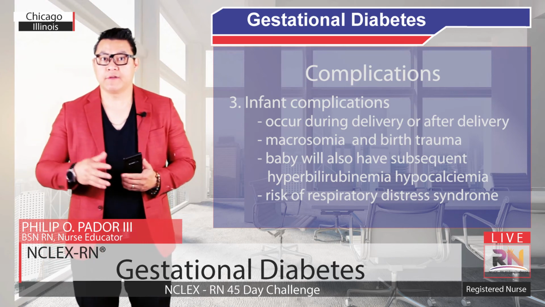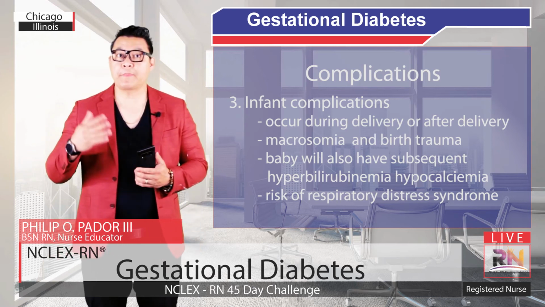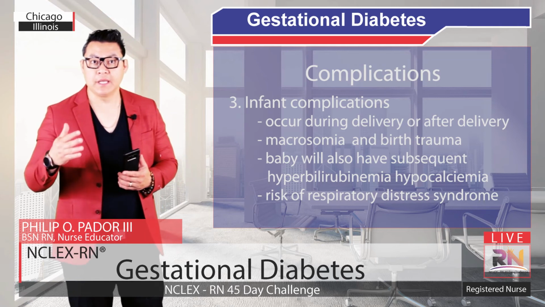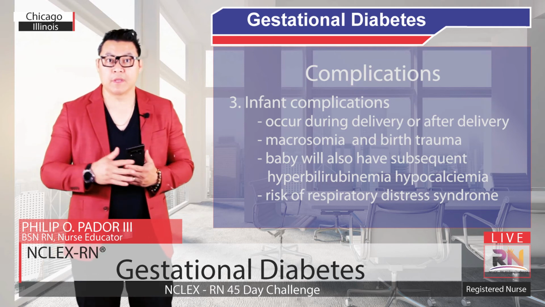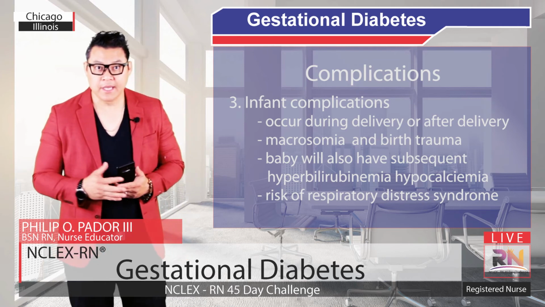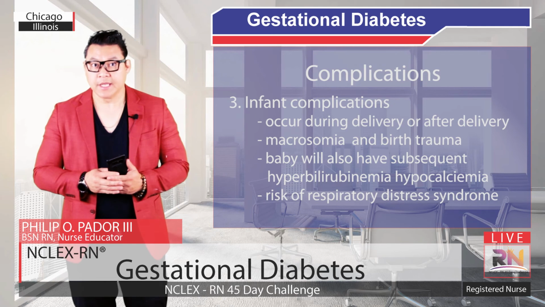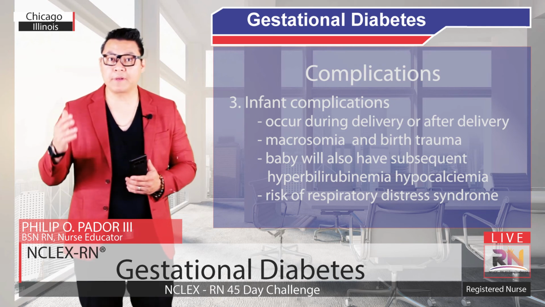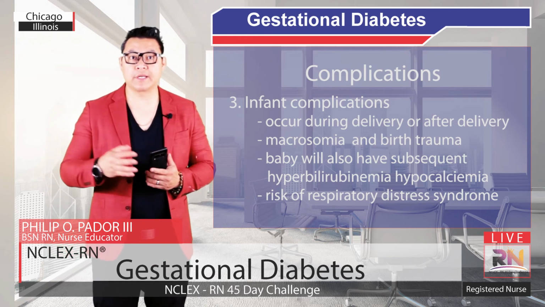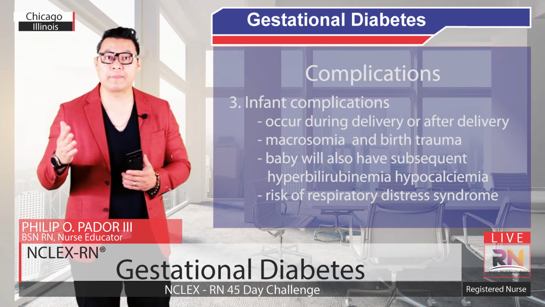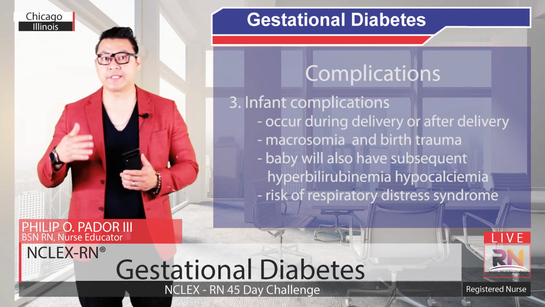After delivery, the baby will not receive any more glucose from the mother because the umbilical cord is clamped. Keep in mind that there is still fetal hyperinsulinemia present, and this means that glucose will still be taken up, but with no more supply of glucose to the baby, this leads to hypoglycemia. Later after delivery, the baby will also have subsequent hyperbilirubinemia, hypocalcemia, and an increased risk of respiratory distress syndrome, which is a respiratory problem that is manageable. There's also a long-term risk of the baby developing childhood obesity.